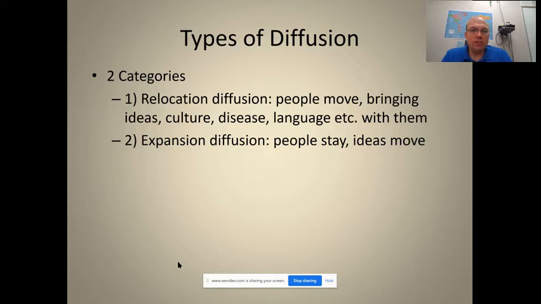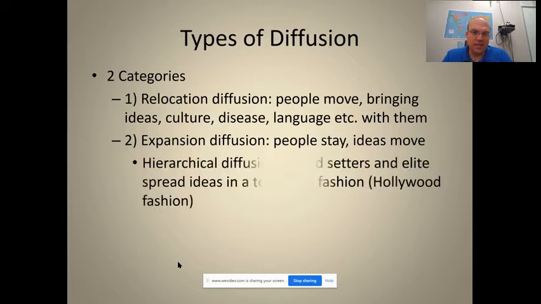We also have those expansion diffusion types, and that's when people stay in the same place, it's the ideas that move. So we have hierarchical as one type of expansion where powerful, important people like the Pope of the Catholic Church or a famous movie star does something, creates a trend that then spreads through the population from that point of power.